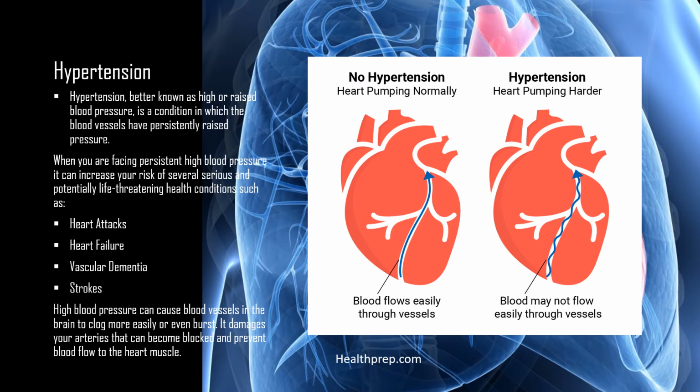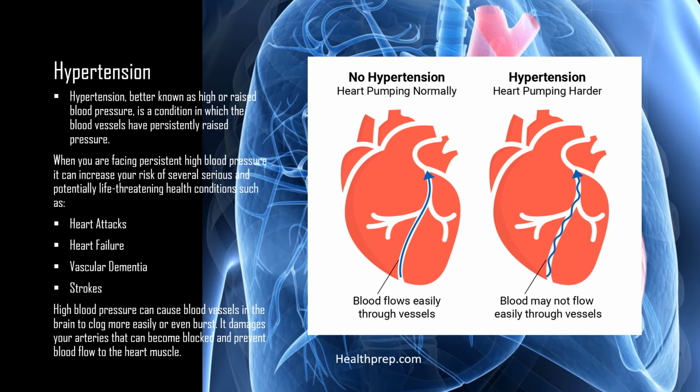Moving on to hypertension. Hypertension, better known as high or raised blood pressure, is a condition in which the blood vessels have persistently raised pressure. You see, a heart pumping normally will have easy blood flow through the vessels, in comparison to a heart pumping harder, where blood may not flow as easily through the vessels.